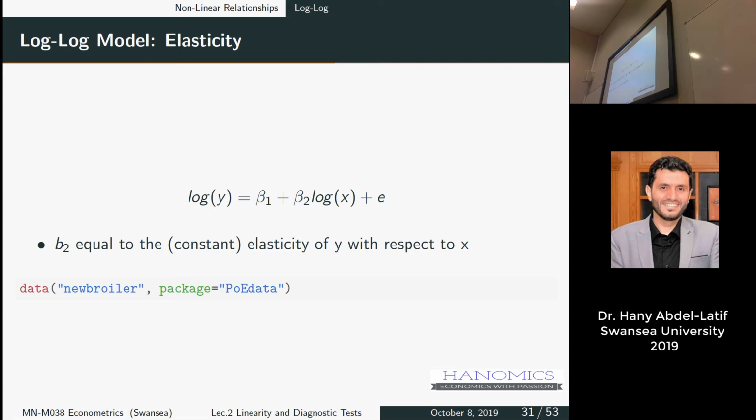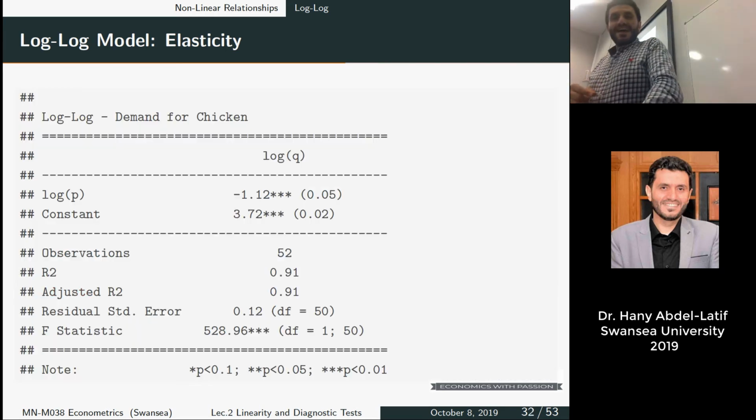So in this example, this is the data. This is the demand for chicken, for those who like chicken, and this is the model. Remember, we have log Q, the quantity demanded or bought of chicken, and this is the log price. And the estimation here is minus 1.12. So what does that mean? We'll have a break after this. Just tell me what that means.